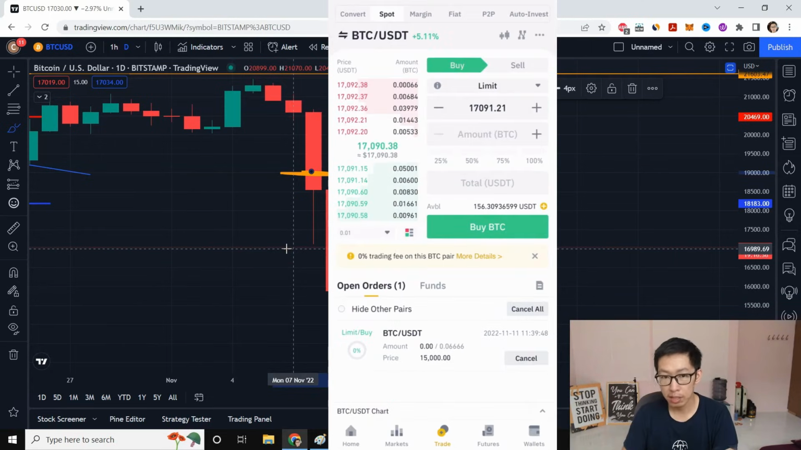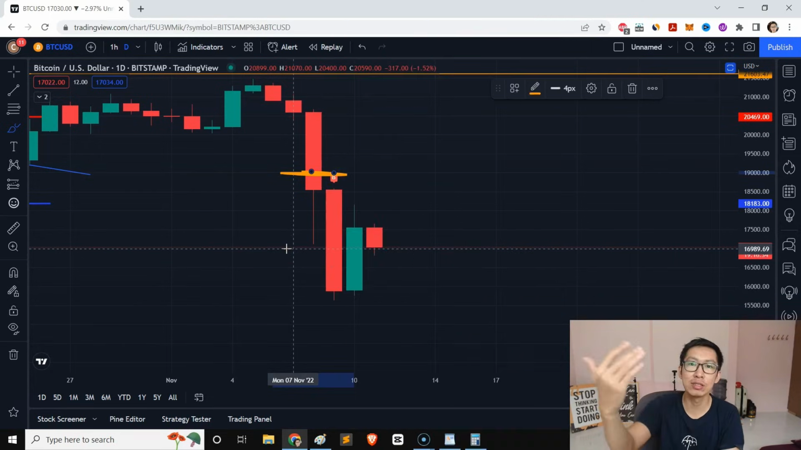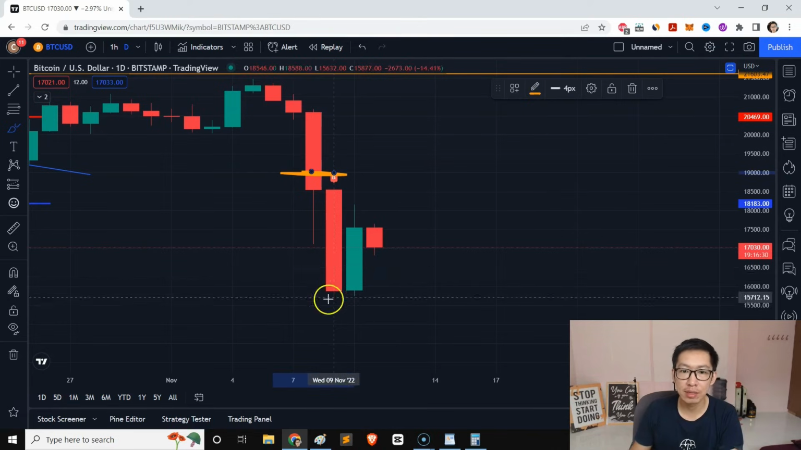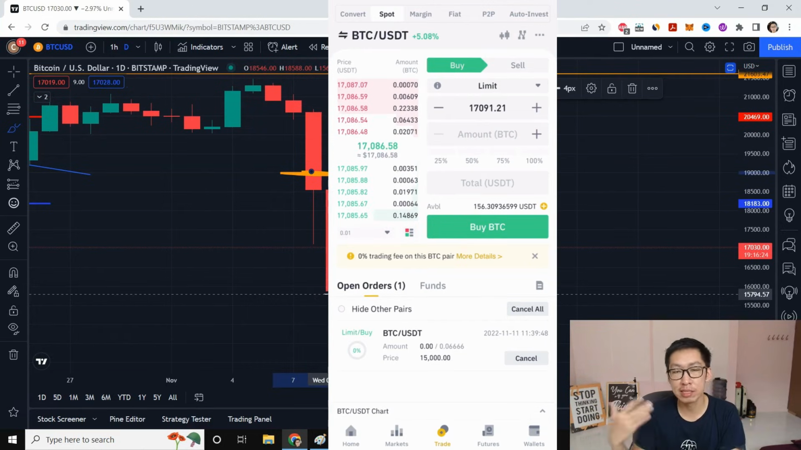Again, if you can read the chart, it's even better. You can wait until the chart is very oversold, and then you can buy at the bottom. That's even better if you can read the chart. But for most beginners, they don't even know how to read the chart. So I'm going to show you how to limit sell.